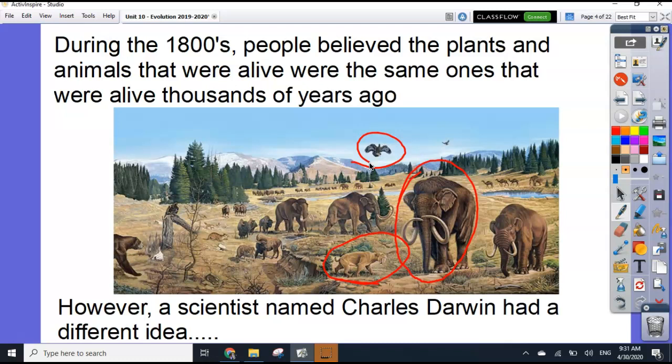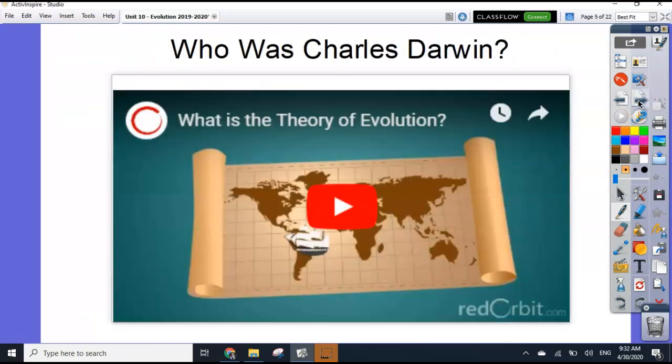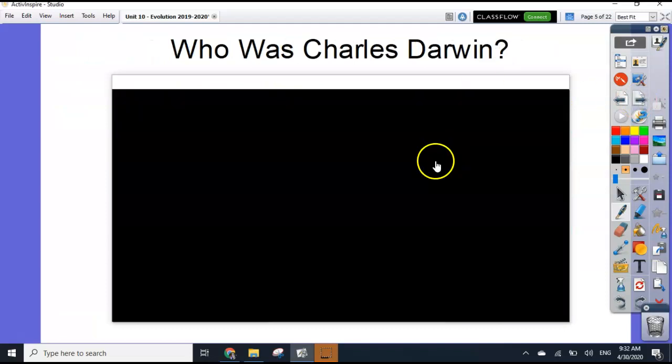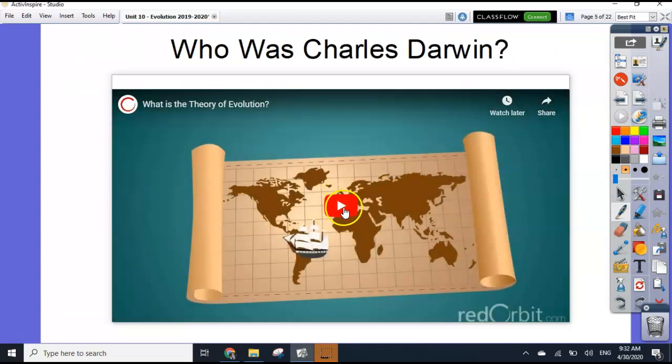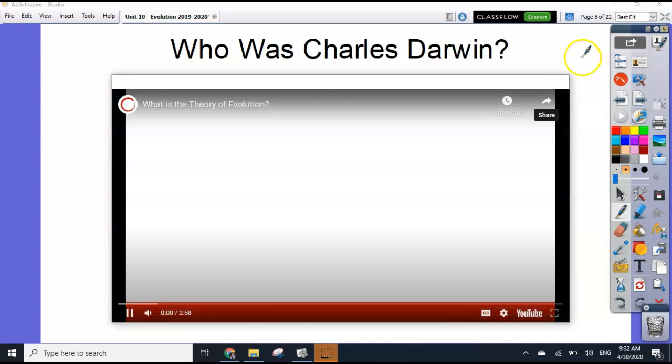Then they started digging up these fossils. They started finding fossils of things that used to exist, and they started wondering, well, why don't they exist now, right? Why aren't there any more woolly mammoths? Why aren't there any more dinosaurs? Some scientists tried to explore this idea, and one of the scientists, named Charles Darwin, looked at this idea really closely. So we're going to watch a short little clip on Charles Darwin, and then we'll continue.